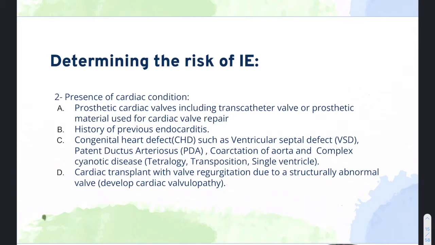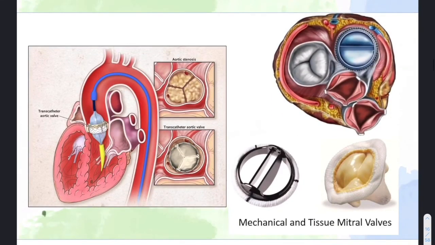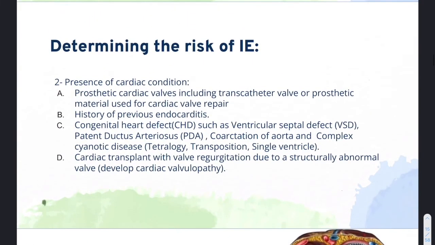What do they mean by transcatheter? It's a valve replacement through the bloodstream, through blood vessels. You can see it here. The valve has been replaced not with open surgery, but with a transcatheter valve replacement. These are examples of prosthetic valves: there is mechanical and tissue. Then second, a history of previous endocarditis.